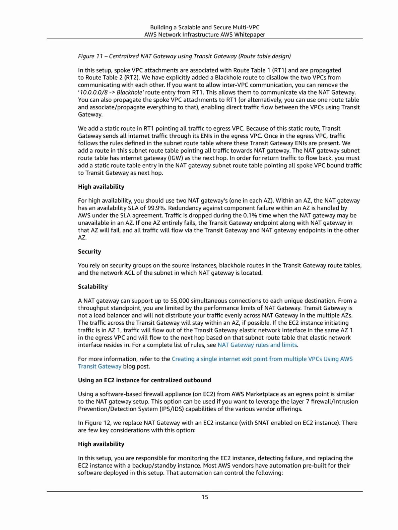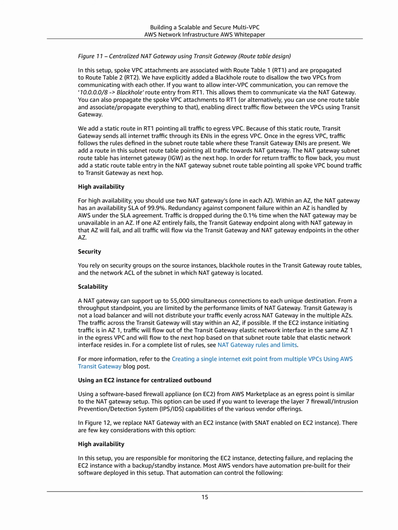Using an EC2 instance for centralized outbound, using a software-based firewall appliance on EC2 from AWS Marketplace as an egress point, is similar to the NAT gateway setup. This option can be used if you want to leverage the Layer 7 firewall, intrusion prevention/detection system, IPS/IDS, capabilities of the various vendor offerings. In Figure 12, we replace NAT gateway with an EC2 instance, with SNAT enabled on the EC2 instance. There are a few key considerations with this option.